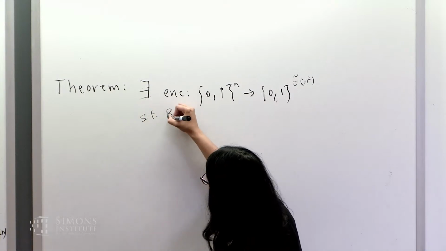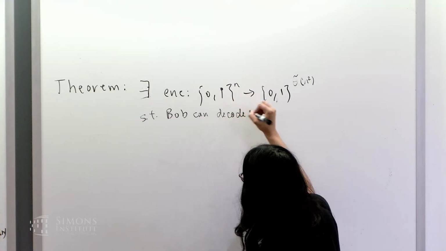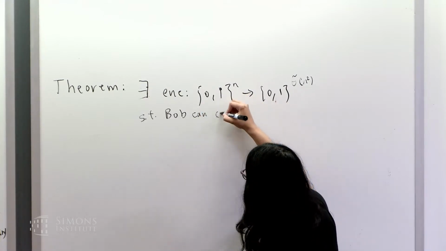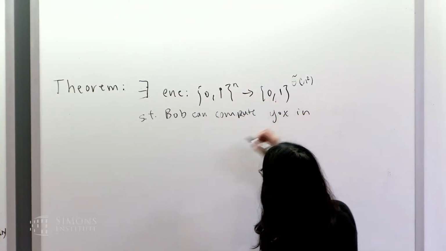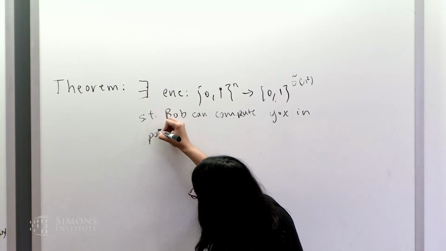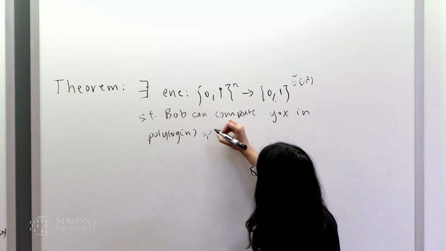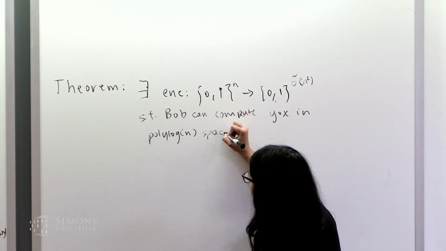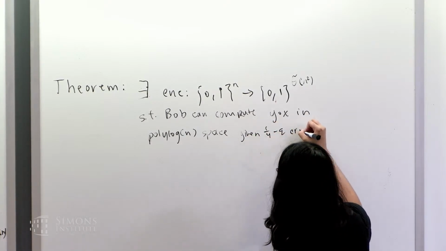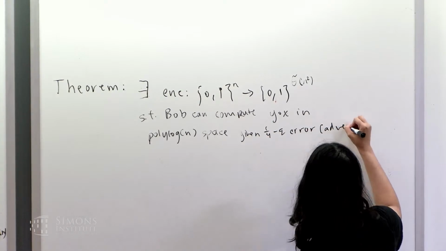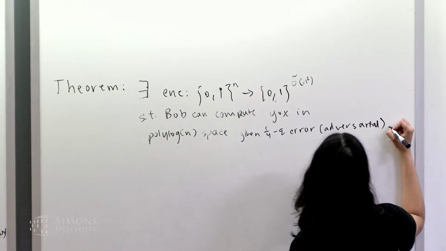Such that Bob can compute y dot x in polylog n space, given 1/4 minus epsilon adversarial error, with high probability.